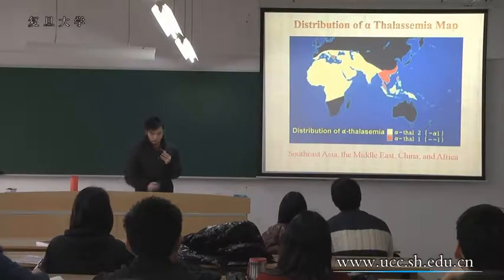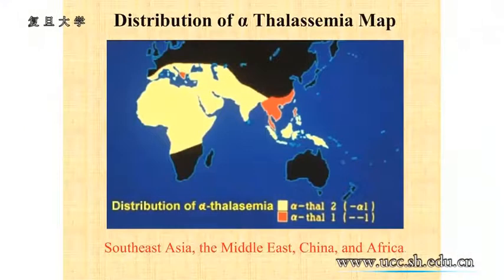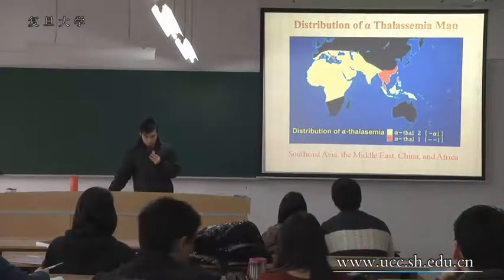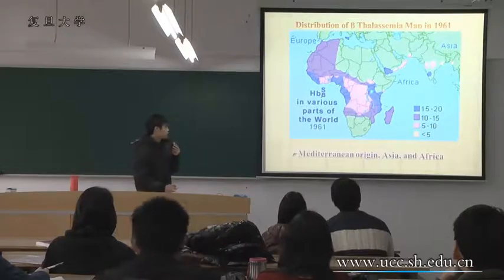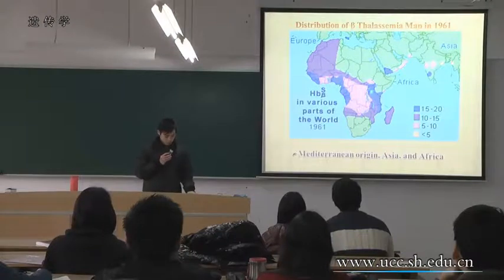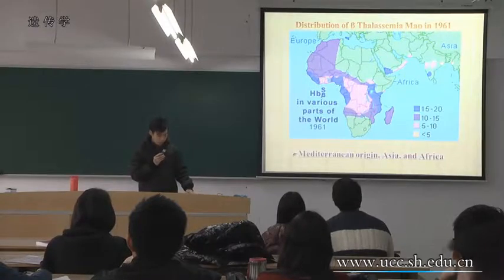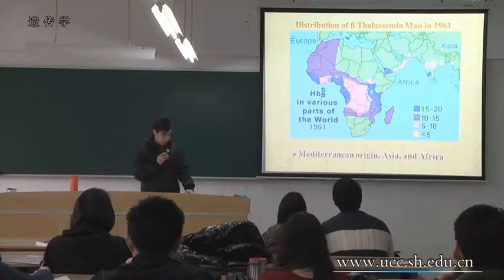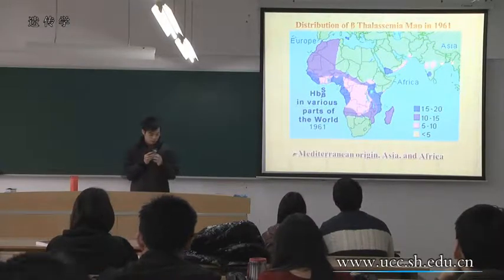This is the distribution map of alpha thalassemia in Southeast Asia, the Middle East, China, and Africa. This is the distribution of beta thalassemia major in 1961. I'm sorry that I can't find a distribution map from recent years. It is also believed that the birth rate of affected newborns has been reduced by as much as 90% through programs of education directed both to the general population and to healthcare givers.